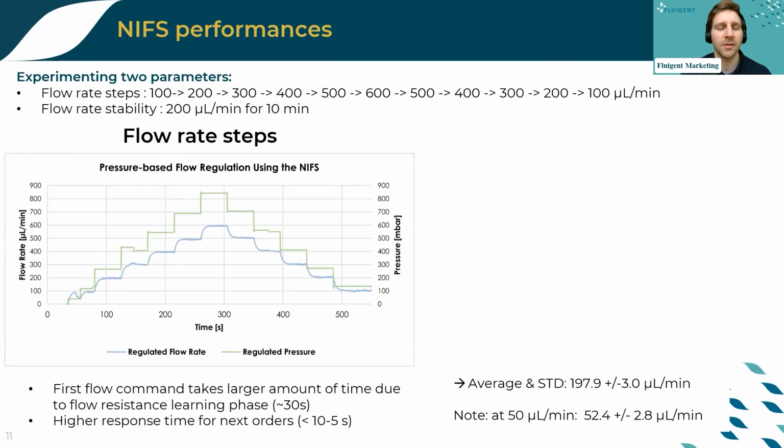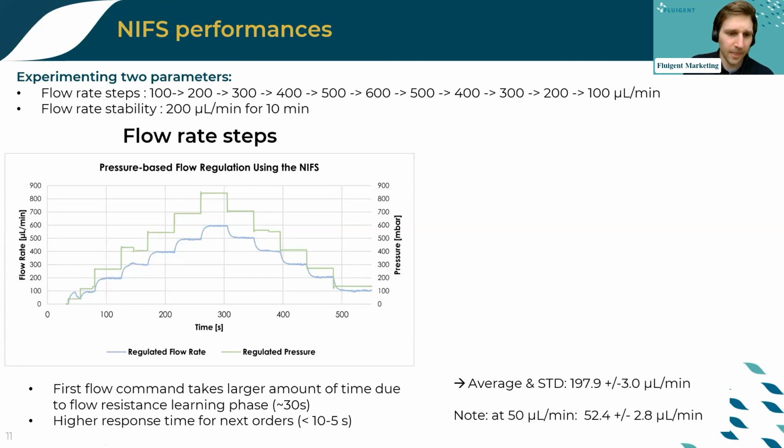We actually made two simple tests here, flow rate steps ranging from 100 to 600 microliters per minute, going up and going down. That's the typical curve you can obtain and achieve with the NIFS. I wanted to check in more detail the first flow rate measurement we are making with the system, to show you how the system works in general.